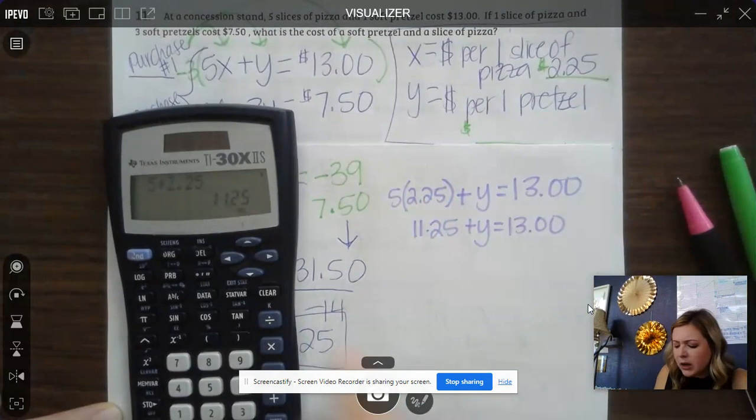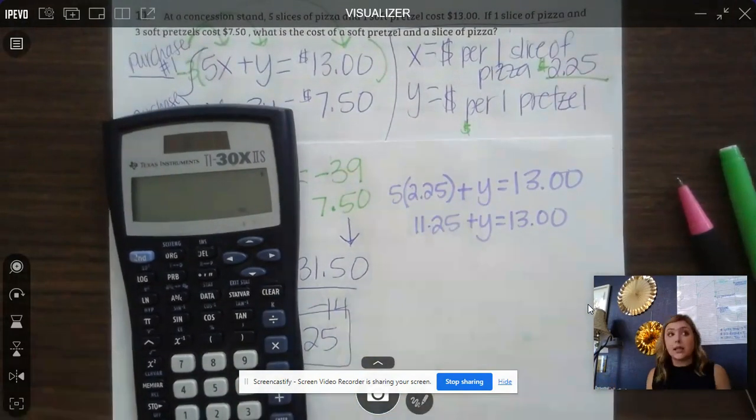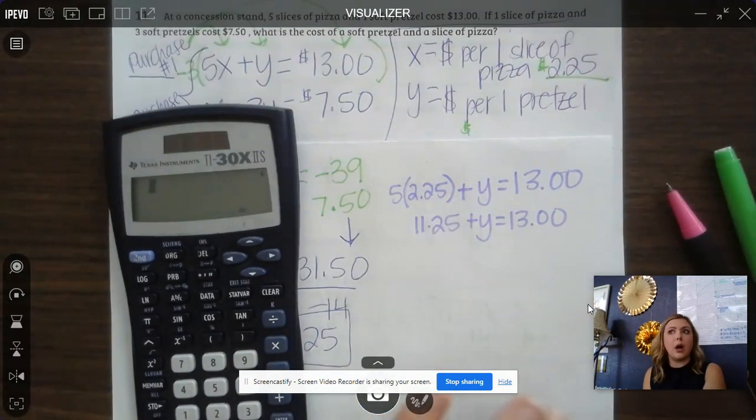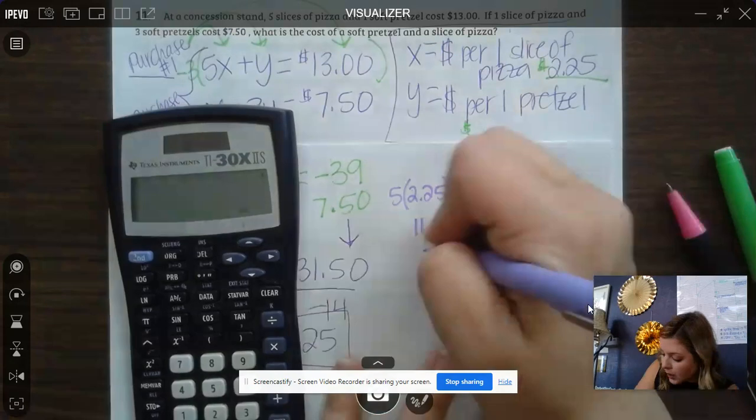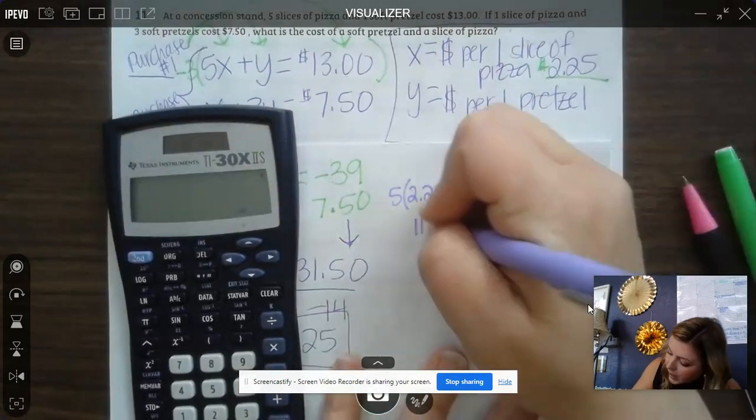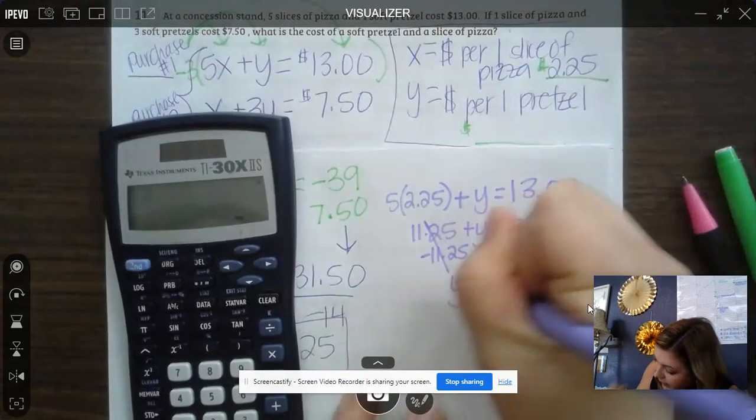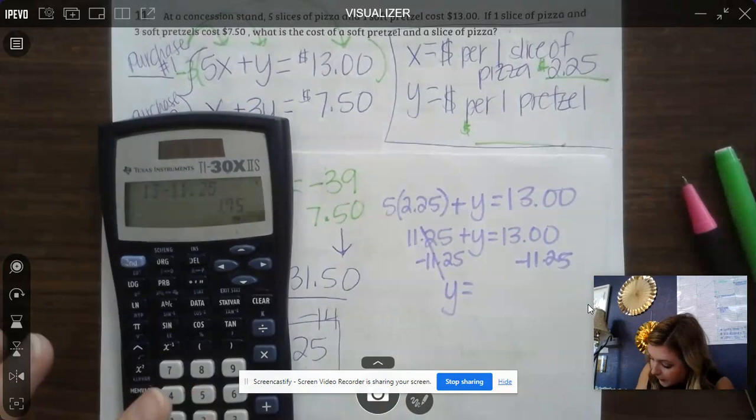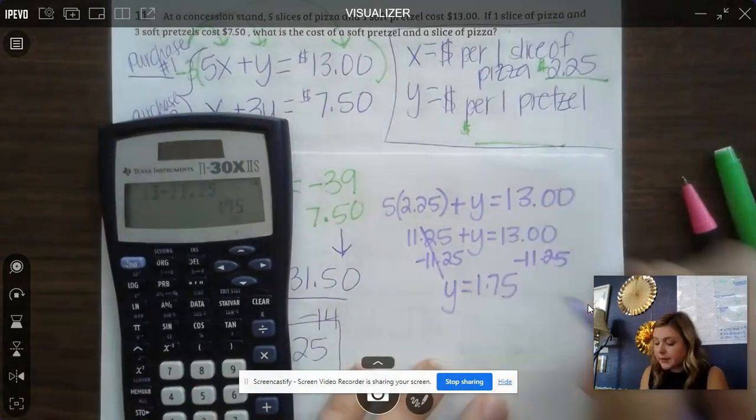What's my next step there? How do I get y by itself? It already doesn't have a number in front of it, so that's going to save us a step. But what do I need to do to get the value of y? Good. I'm going to subtract 11.25 from both sides and get that y equals 13 minus 11.25, which is $1.75.